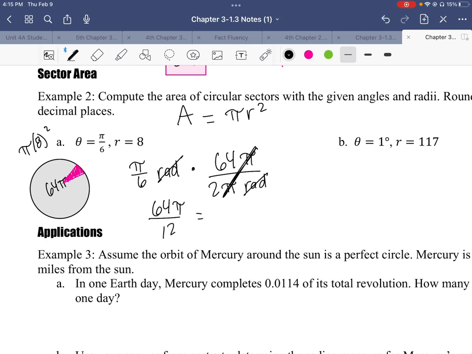And of course, 64 over 12 does not divide evenly, so we need to just reduce it. And let's see, I think 4 goes into both of those, so 4 times 16 over 3. So this is going to be 16 pi thirds is the area of just that pink sector's section. Okay.